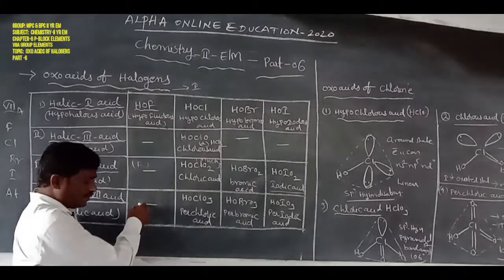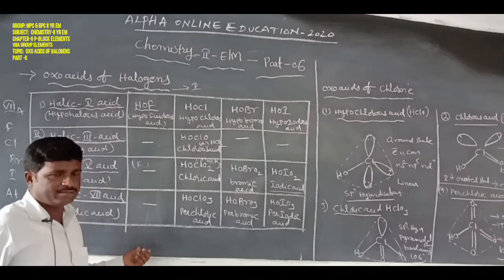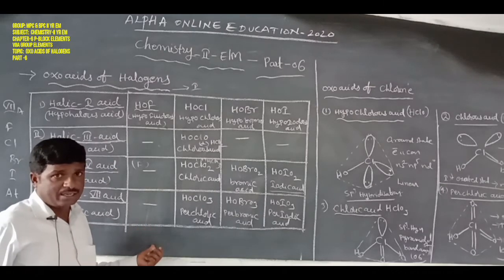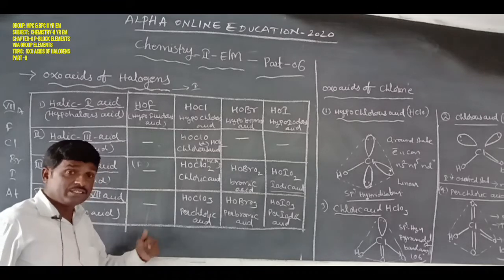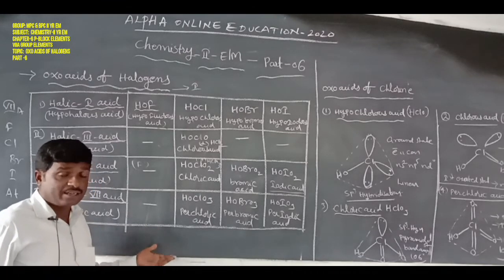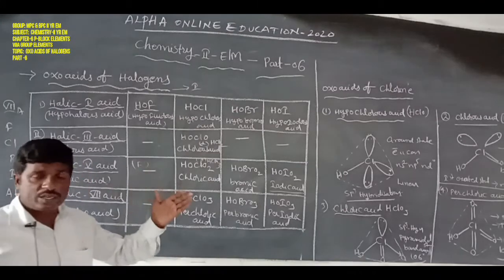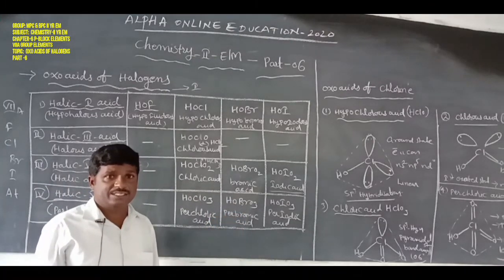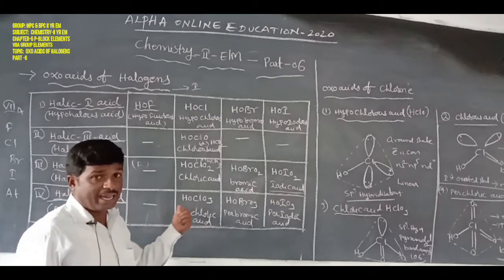First, fluorine cannot form the halic seventh acid, for the same reason: its small atomic size, it is a superhalogen atom, and it is a highly electronegative atom. So it cannot form the halic seventh acid. Chlorine, bromine and iodine have a large atomic number, so they form the halic seventh acid.